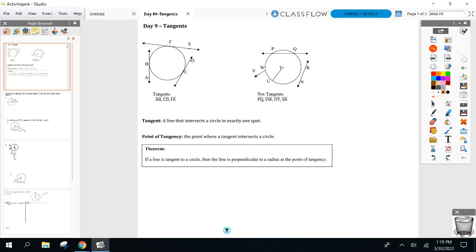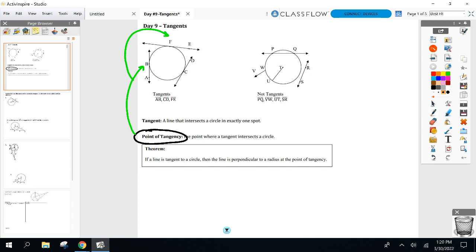Now, mathematicians were pretty clever back in the day. The point where they intersect the circle, we call the point of tangency. So in this case, point B would be called the point of tangency. Why? That's where it intersects the circle. We could also say the same for point F. I'm not going to keep drawing arrows all the way around, but we could also say the same for point C. Point of tangency, where the tangent hits the circle.